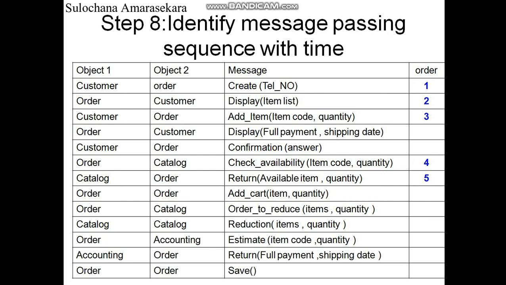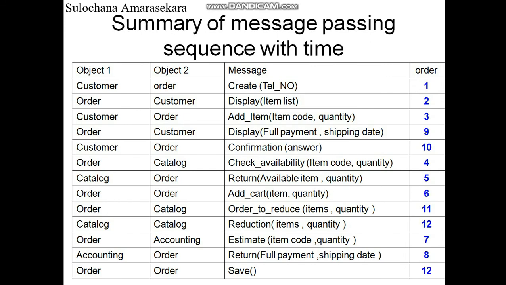After getting the availability message, only available items are added to the cart. Then the system orders to estimate the fulfillment and shipping date. Then the accounting unit returns that estimated information. Then that detail is sent to the customer. The customer confirms the order. After that, the system orders to reduce the stock amount. Then the stock updates the current detail. Meantime, the order saves the order detail.